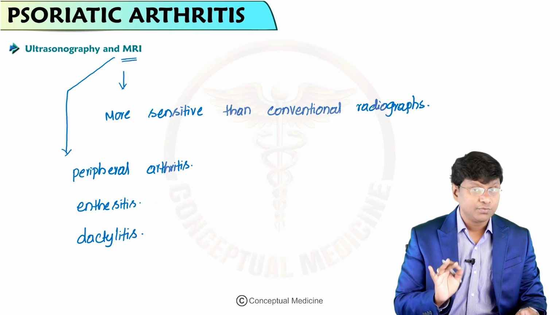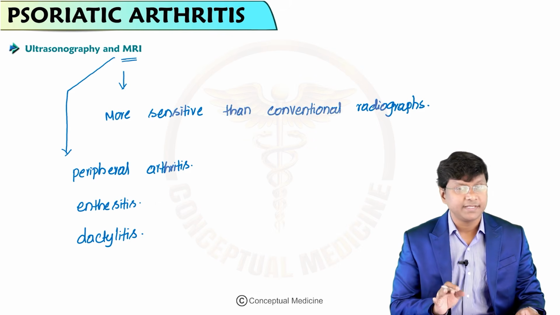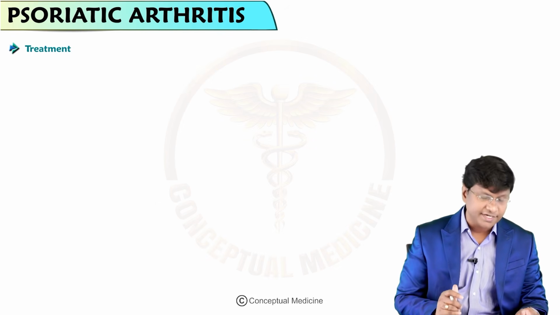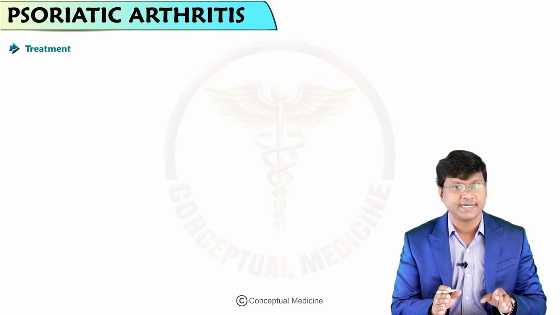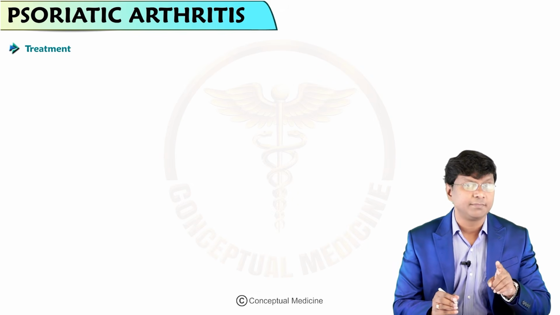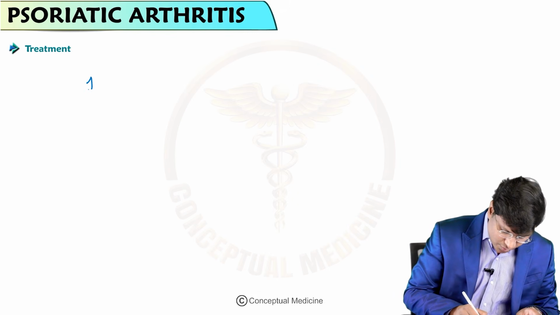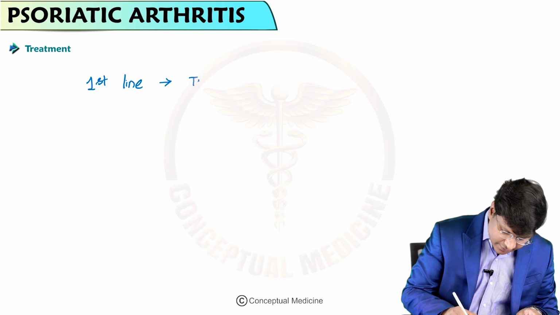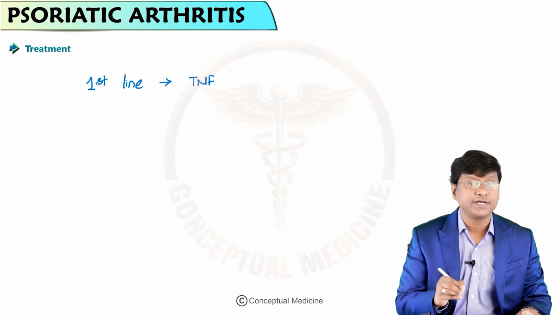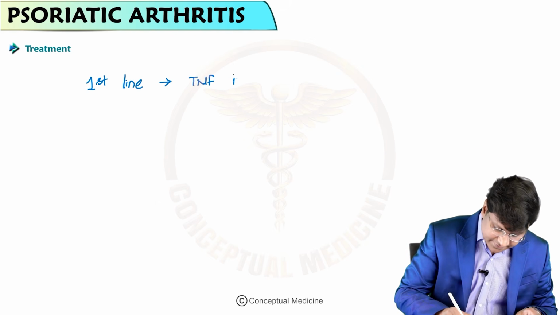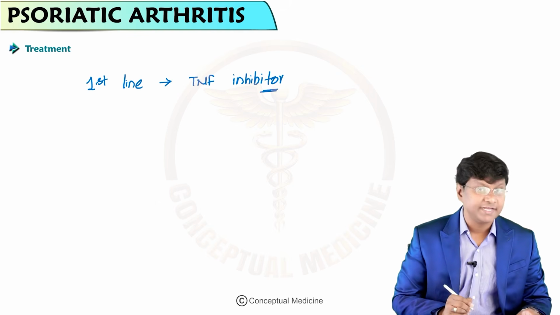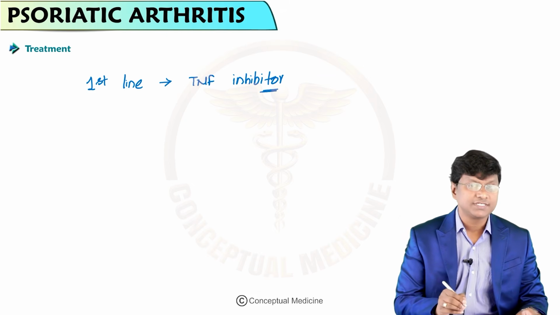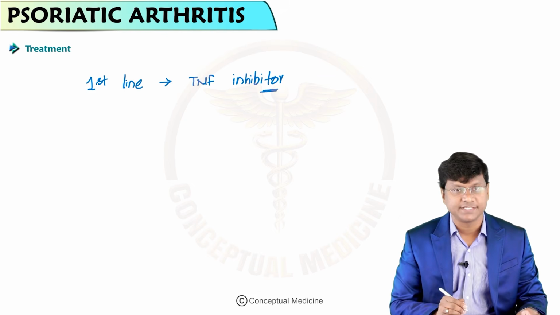Now, following these investigations, let me discuss the treatment in patients with psoriatic arthritis. In patients with active psoriatic arthritis, a TNF inhibitor biological agent is recommended. What will be the first line agent? The first line agent will be the tumor necrosis factor inhibitor.